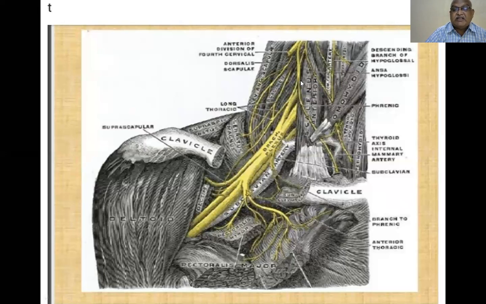So, the brachial plexus itself arises from the neck. This is scalenus anterior muscle. This is scalenus medius muscle. You see, this is scalenus medius. This is scalenus anterior. So, roots of the brachial plexus arise behind the scalenus anterior and also above the scalenus medius, in the cleft between the scalenus anterior and scalenus medius, and go downwards.